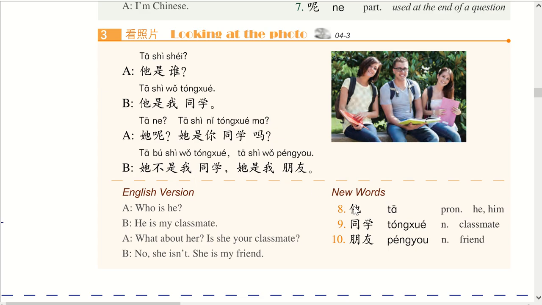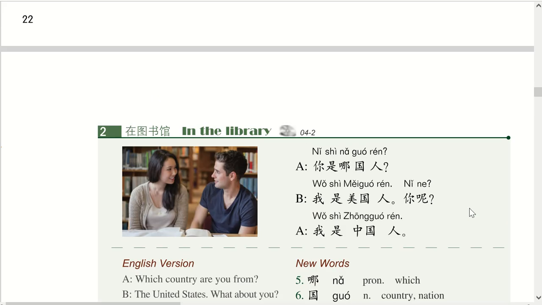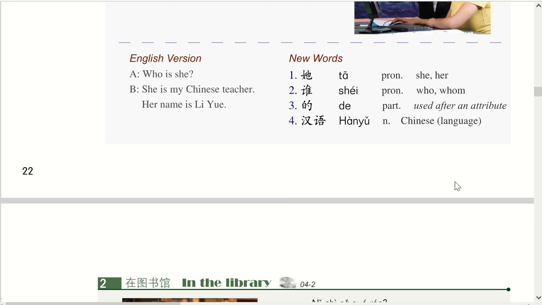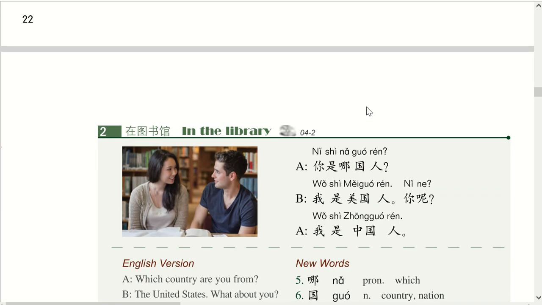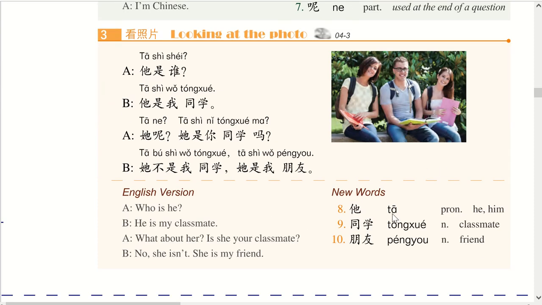And the new words are, we have three new words in this area. 他, he, because we already discussed 她 for female in the first text. 他 for male, 同学, classmate, 朋友, friends.